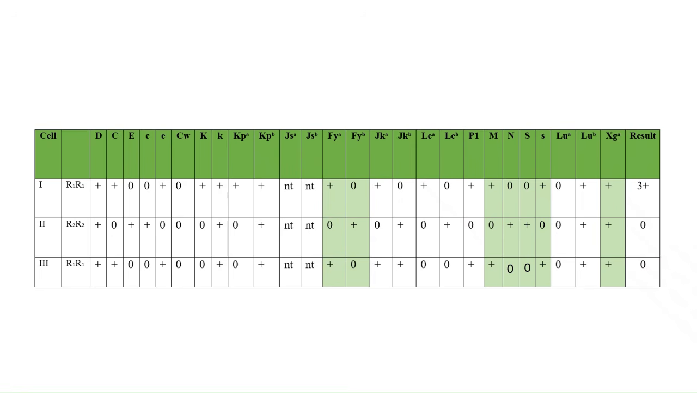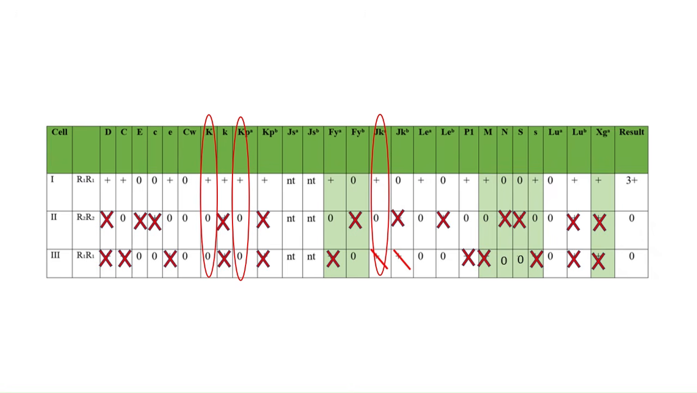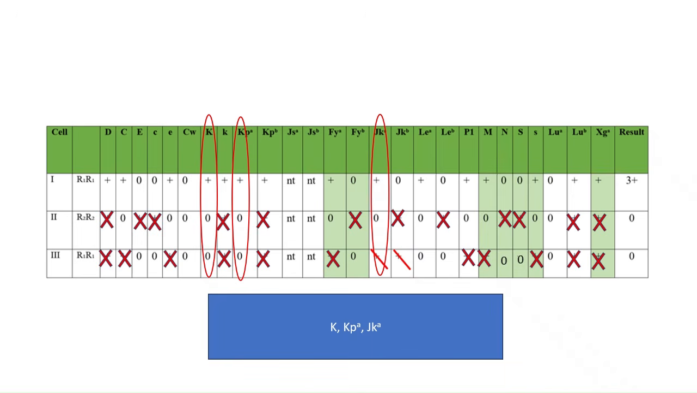Here in this antigram, the second and third cell have no reaction, so we can start crossing out. Second cell, the Xg antigen, which is in homozygous expression, so double cross. Lutheran, double cross. Similarly, in the second cell, all of them are in homozygous expression, so we can cross them out. Then in the third cell, we can see only the Kidd is in heterozygous expression, so we cross it out by single cross. The rest are all in homozygous expression, so double cross. After crossing out, the probable antibodies in patient serum can be Kell, Kpa, and Jka.